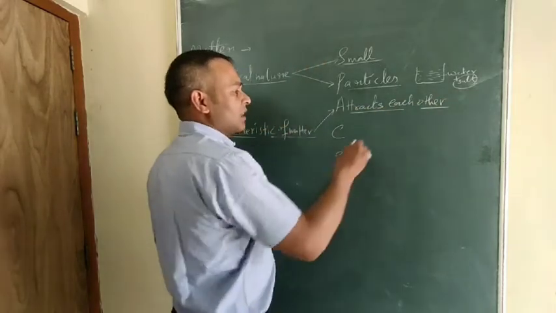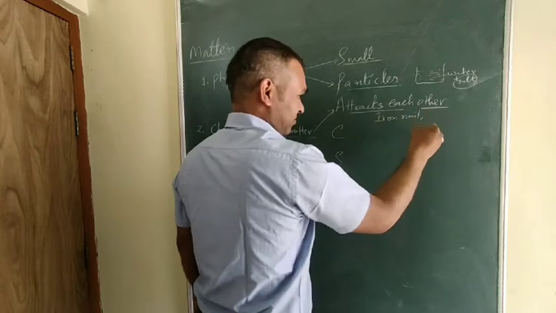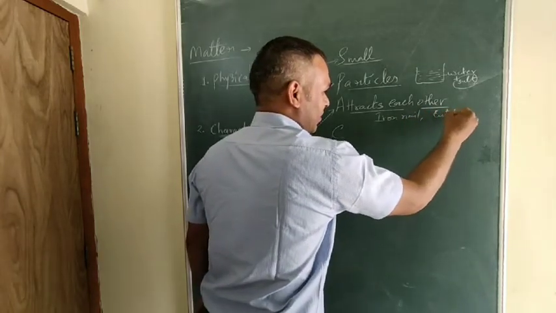You see, iron ring. You can see the tap water. Cut the stream of tap water.